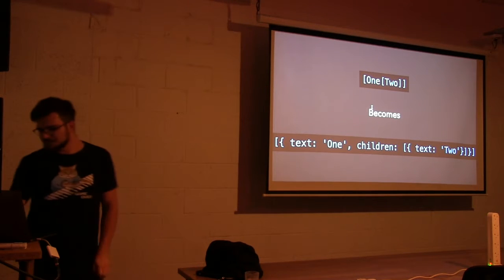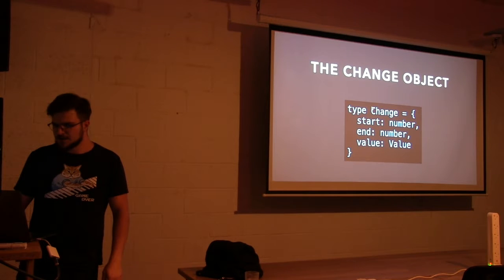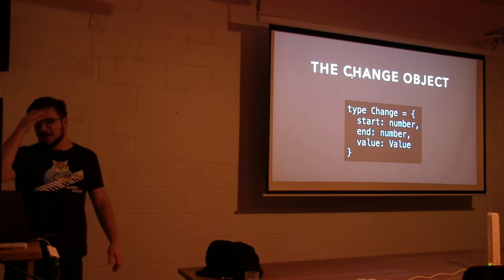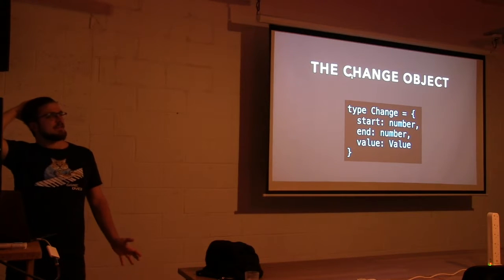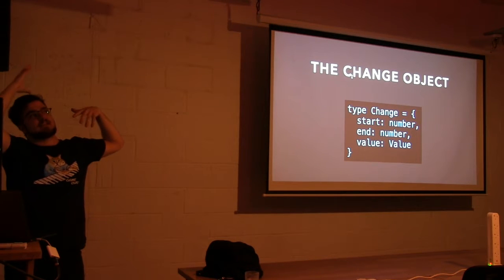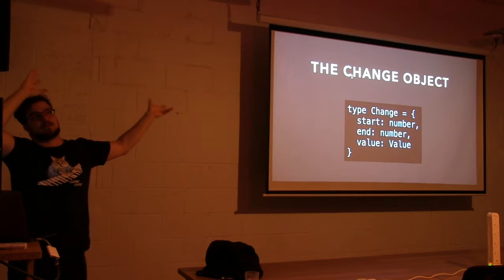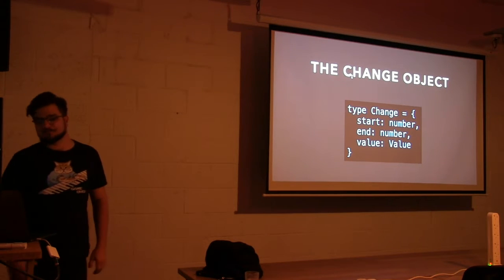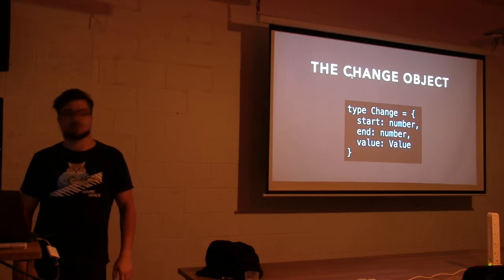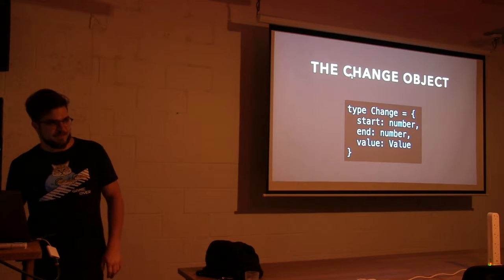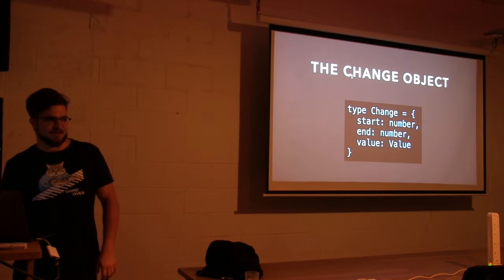That makes sense. So the change object. This is the change object. This is how you change anything in the document. You insert text, insert blocks, delete blocks, delete text, replace blocks, change the selection, stuff like that. And I'm going to show you some examples before you ask any questions about this.